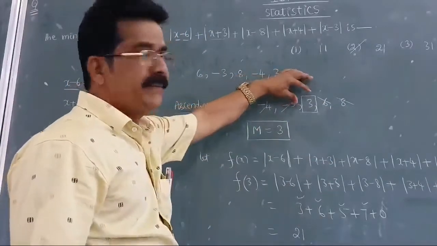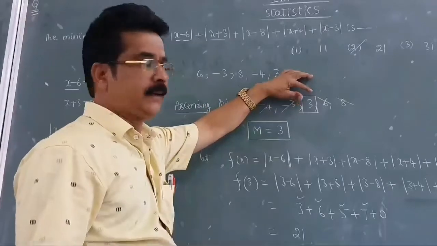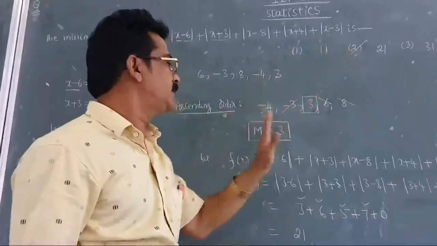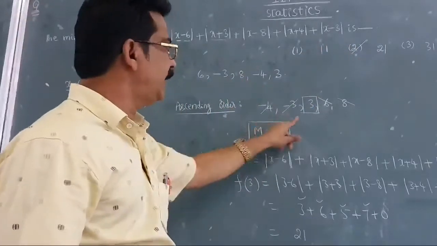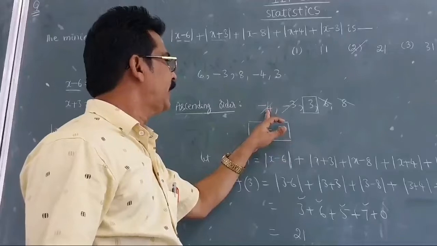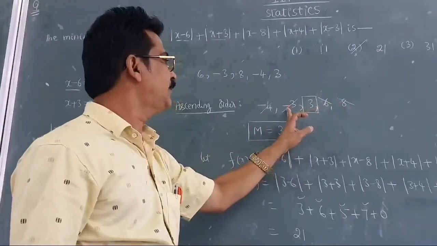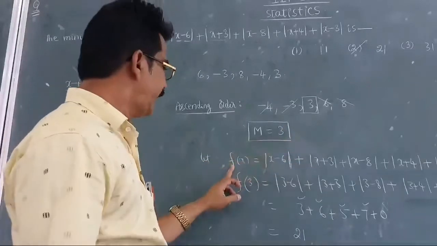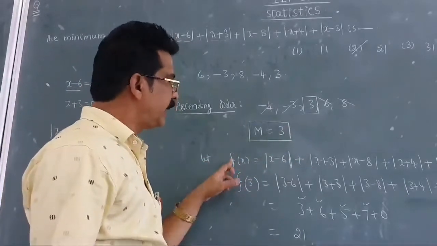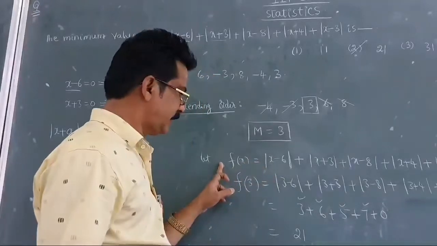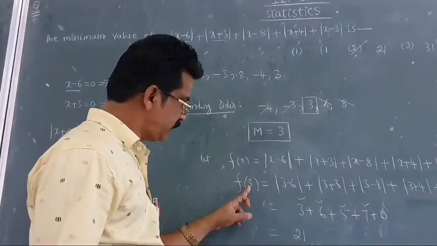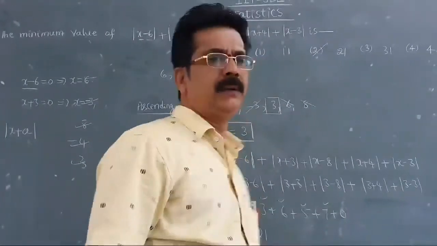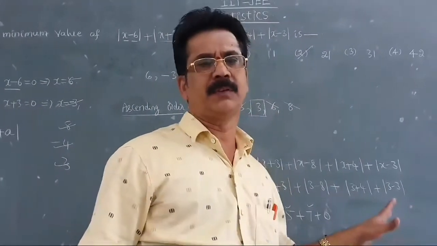Later, find the median of this ungrouped data. These are the observations x1, x2, x3, x4, x5. Find the median like that. For that, strike out the first element and the last element. So this is m equal to 3, the median. So find f of 3, whereas the given total function is f of x. So f of 3 means put x equal to 3. So 3 minus 6, 3 plus 3, 3 minus 8, and so on, that is equal to 21. Okay, this is the process.